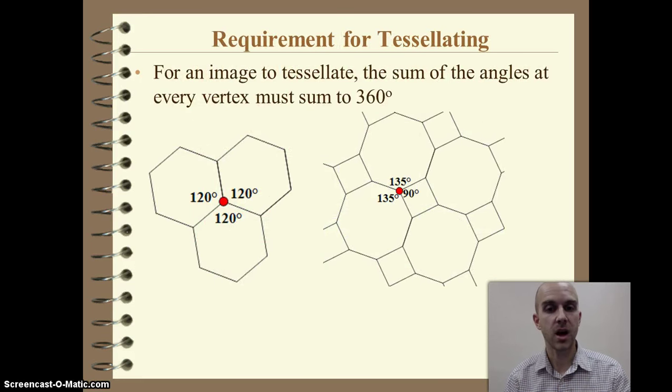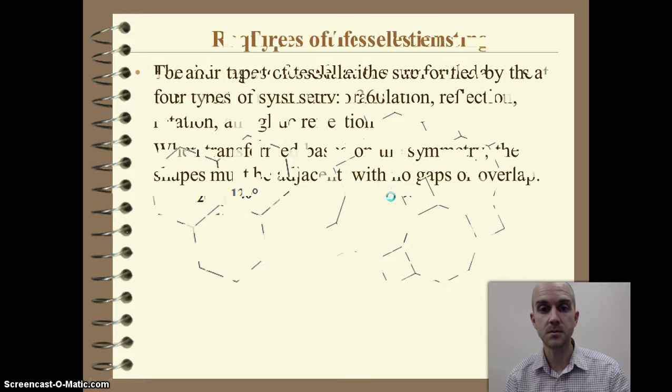Now for any object to tessellate, where the objects come together has to sum to 360 degrees. So when we think about three hexagons coming together, each of those angles is 120 degrees. So 120 times 3 is 360. With the octagon and square picture, the interior angles of a regular octagon would be 135 degrees, whereas the square is 90 degrees. And if I add all three together, that's 360 degrees.